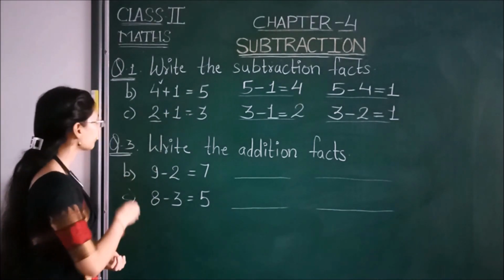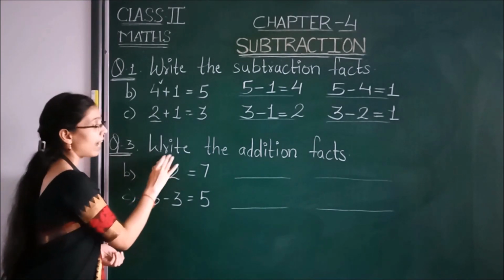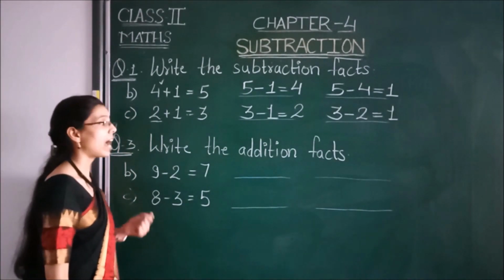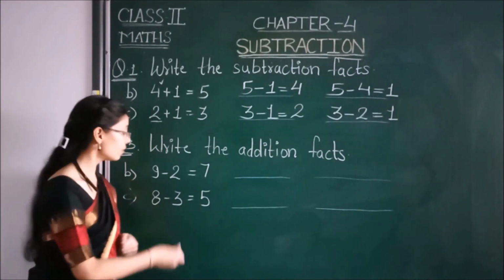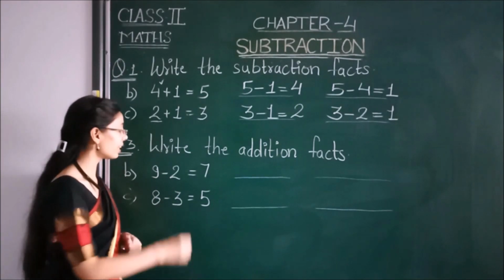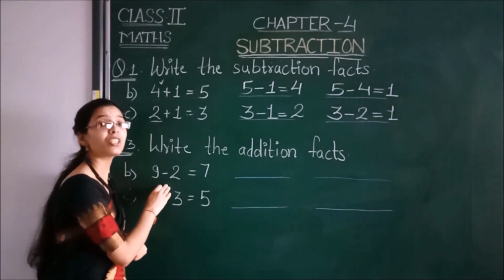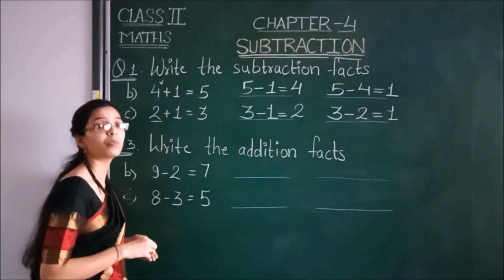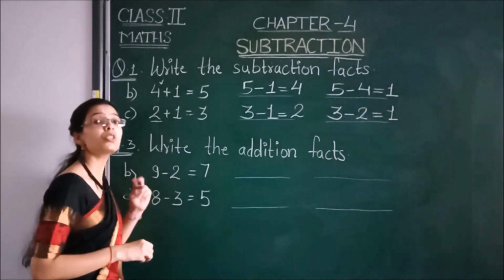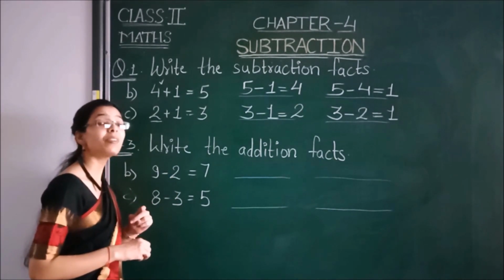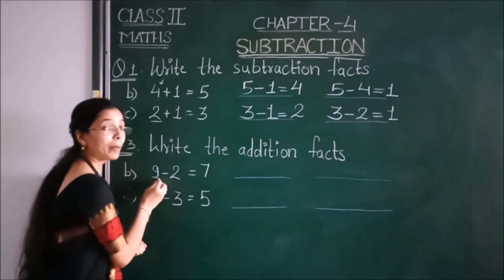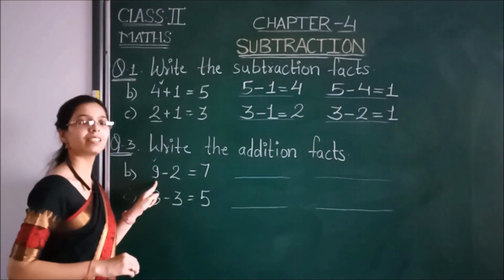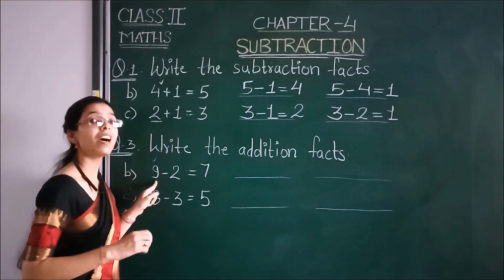Okay? Now, question number 3. Write the addition facts. We have to write here the addition facts of these subtractions. Okay, this is our subtraction. 9 minus 2 is equal to 7. In an addition fact, what will we do? When we add two smaller numbers, we will get the bigger number. Among these three numbers, which number is bigger? 9. So we will not take this 9. This we will get as an answer.